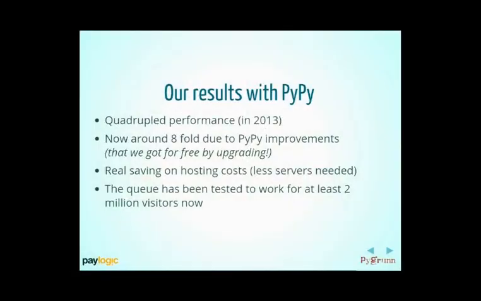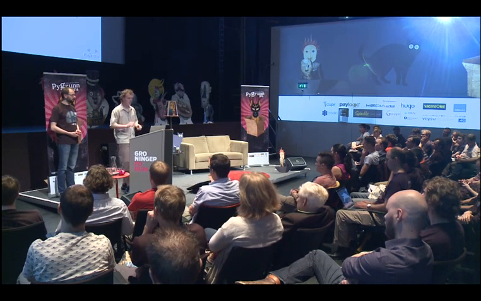Okay, so our results with PyPy, one of the most interesting bits. At first we quadrupled our performance, that was back in 2013. Nowadays that's around eightfold due to PyPy improvements, specifically the bit that we got for free by upgrading, because that's one of the nice things about PyPy. You make your Python software ecosystem compatible with PyPy. Admittedly, it's a bit of work. But after that, the PyPy interpreter and JIT compiler are still being optimized heavily. So with every new release, you find speed improvements, generally. There is still much more potential there, and they have a lot of momentum. So with every upgrade, we get a bit more performance, and we basically don't have to do anything unless you find new bugs.